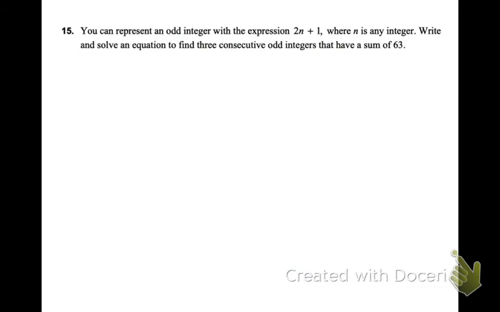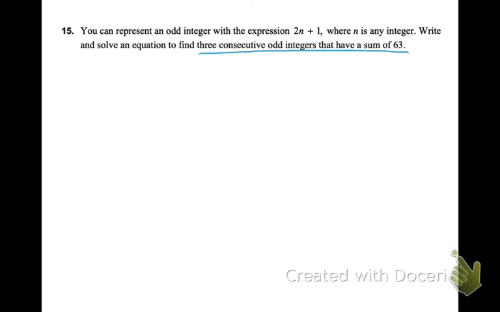Okay, so now we're going to do number 15. You can represent an odd integer with the expression 2n plus 1, where n is the integer. So we're going to write and solve an equation to find 3 consecutive odd integers that have a sum of 63. So we need 3 consecutive odd integers.